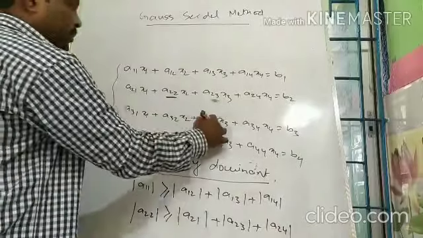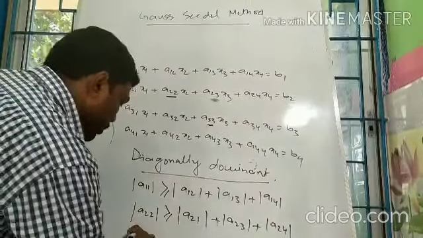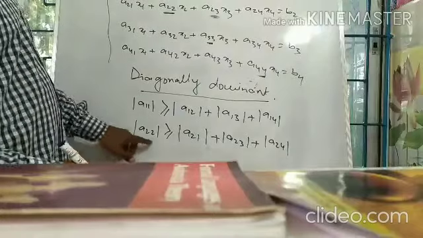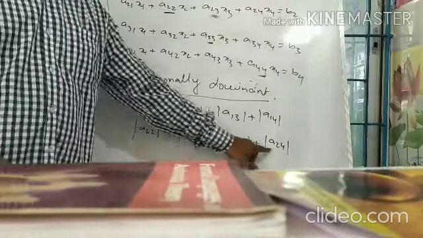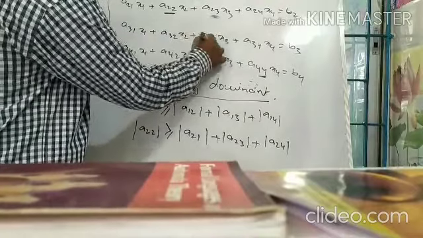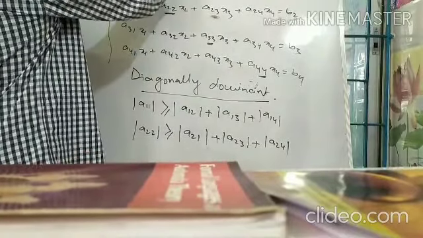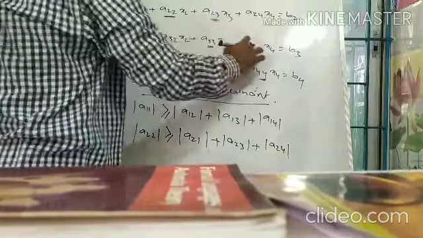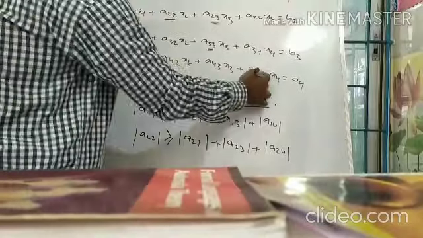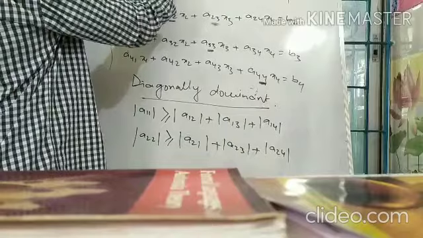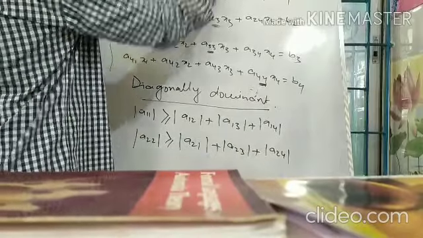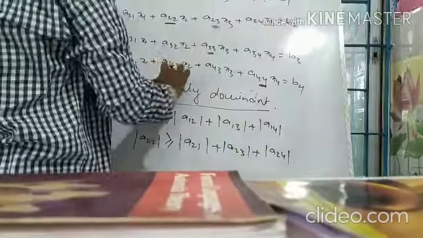Okay, next diagonal element is a22. So mod a22 greater than equals to mod a21 plus mod a23 plus mod a24. Next diagonal element is a33. So mod a33 greater than equals to mod a31 plus mod a32 plus mod a34. Next diagonal element is a44. So mod a44 must be greater than equals to mod a41 plus mod a42 plus mod a43.